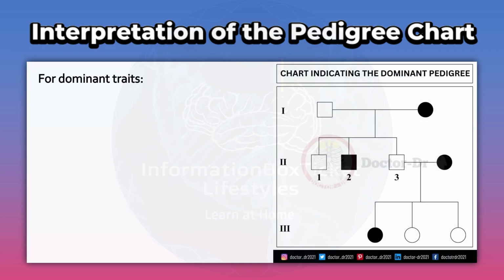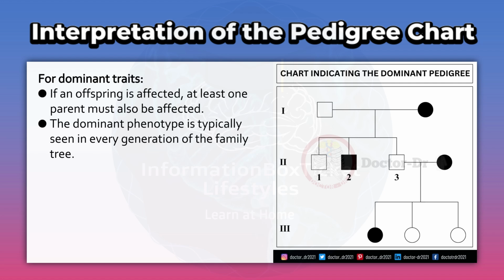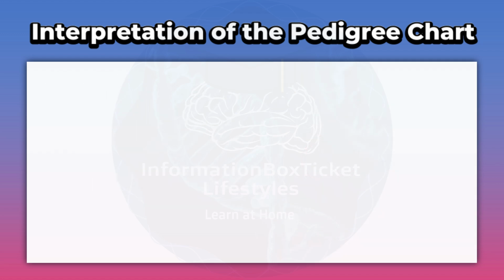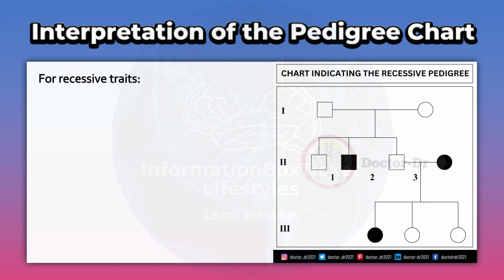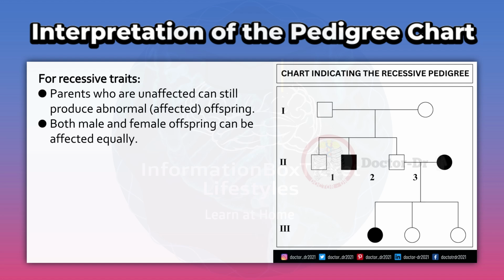For dominant traits, if an offspring is affected, at least one parent must also be affected. The dominant phenotype is typically seen in every generation of the family tree. For an offspring to be completely normal, unaffected, both parents must be free from the affected gene. For recessive traits, parents who are unaffected can still produce abnormal affected offspring. Both male and female offspring can be affected equally.